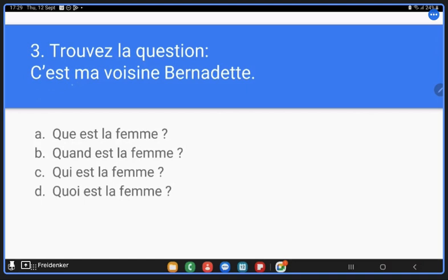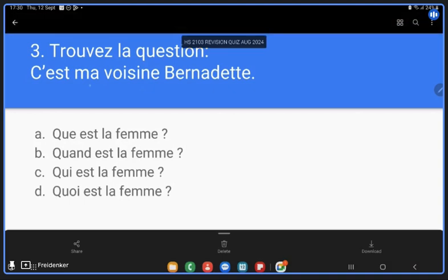Ma is my. Basically, if you look at Hindi, Meri, it means it is a female my. So ma voisine. Voisin is a neighbor. Voisine is the female neighbor. So c'est ma voisine Bernadette. It's my neighbor Bernadette. Female, so everything is female. You have an extra e here. Ma is feminine; if it's masculine, you'll get mon, mon voisin, and then the e won't be here.